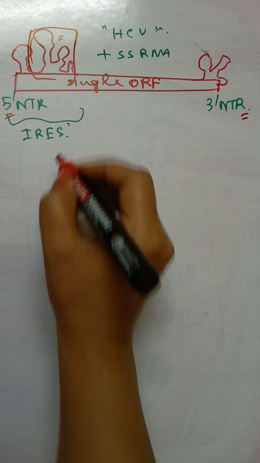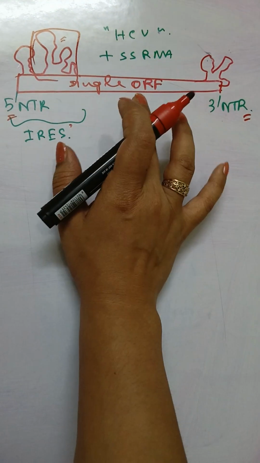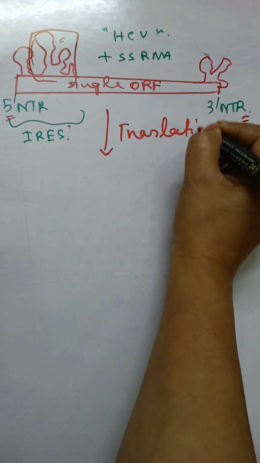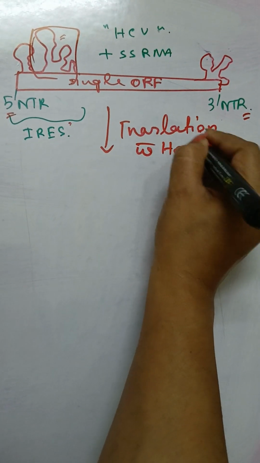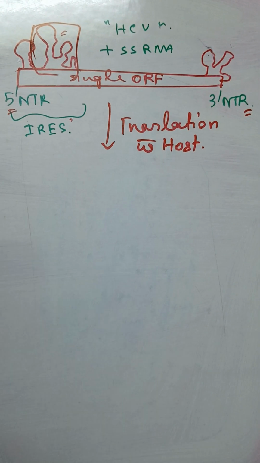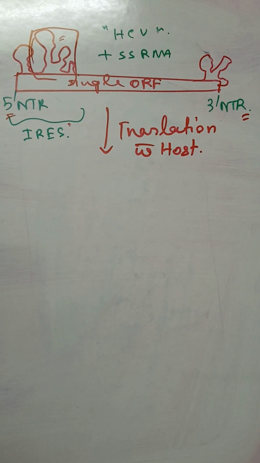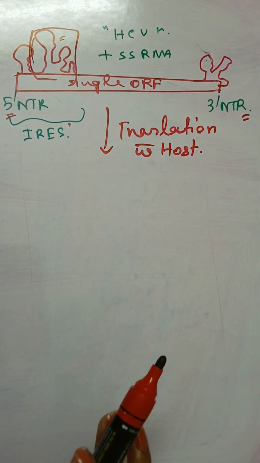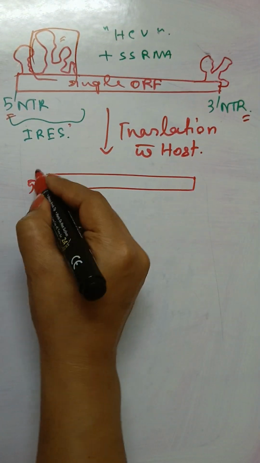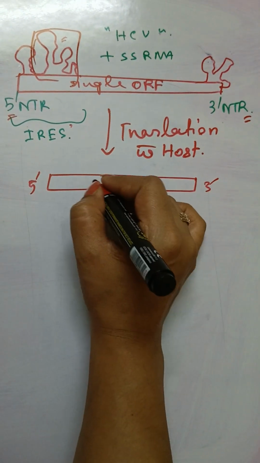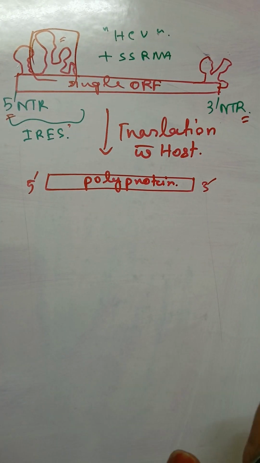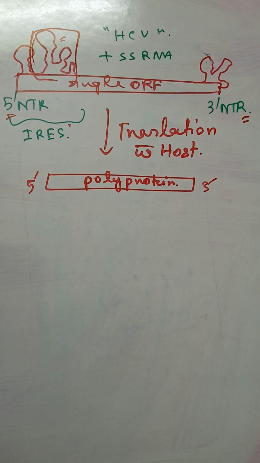So with the help of this IRES, the HCV genome will start its translation with the help of host translational machinery, meaning the host ribosome will be recruited to this site, and with the host proteins they will first translate their own single open reading frame. Now that will give rise to a single polyprotein. So that polyprotein basically consists of 10 proteins.